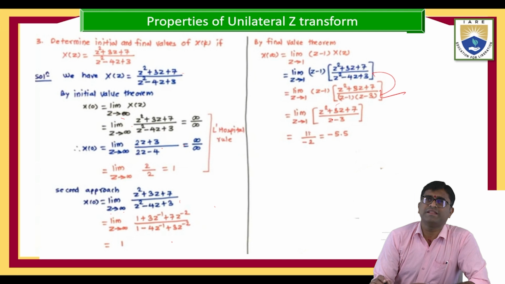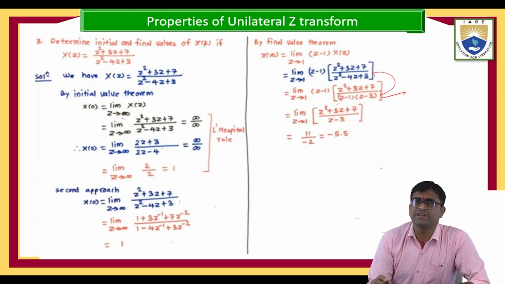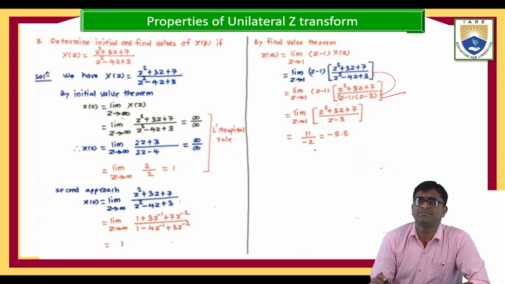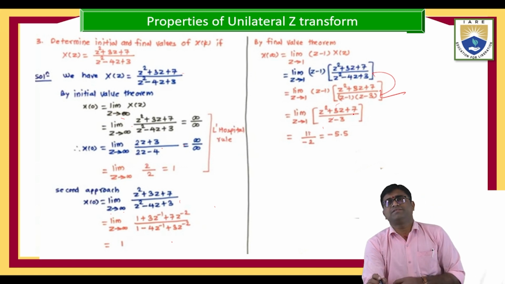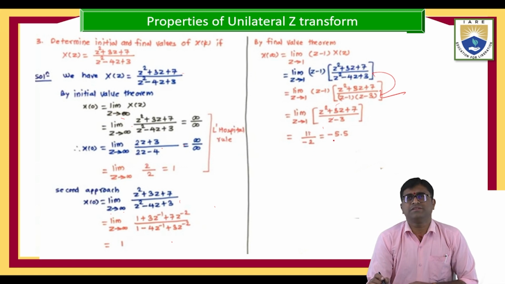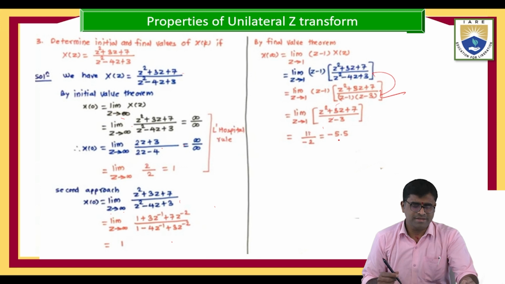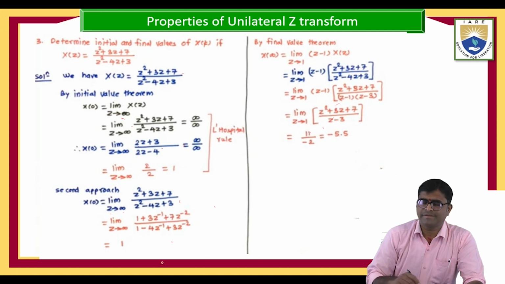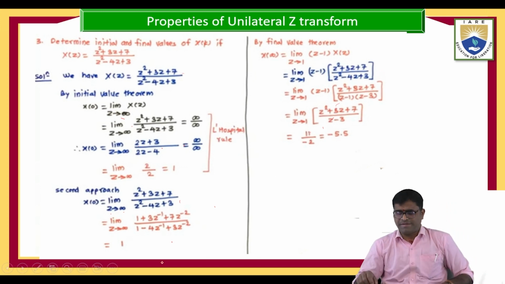After that, apply the limit here. So what happened? As z tends to 1, now 1 plus 3, 4, 4 plus 7, 11 by 1 minus, sorry, 1 minus 3. That is nothing but minus 2. So we are getting the final value as minus 5.5.